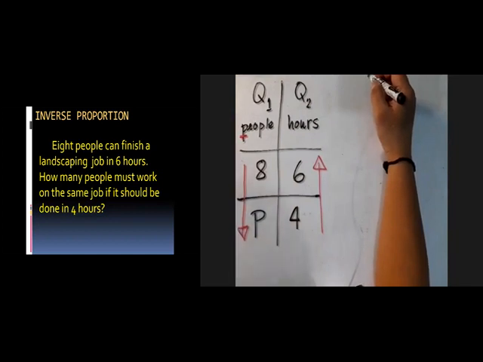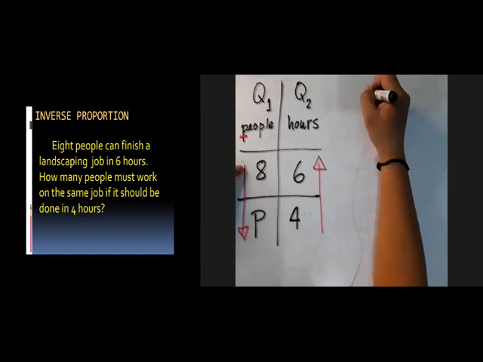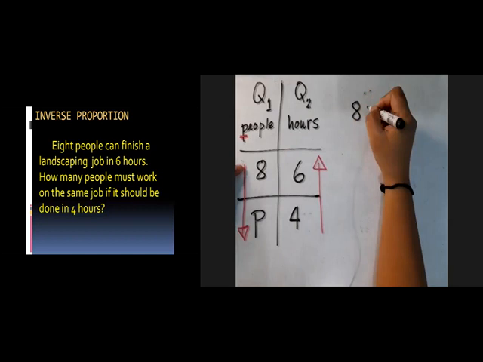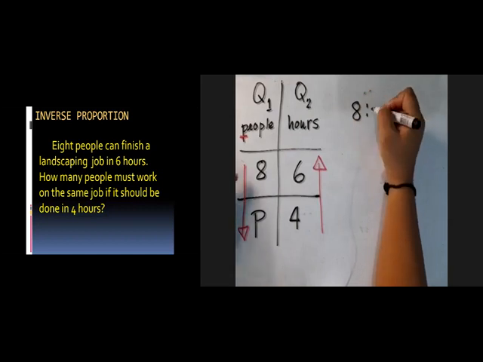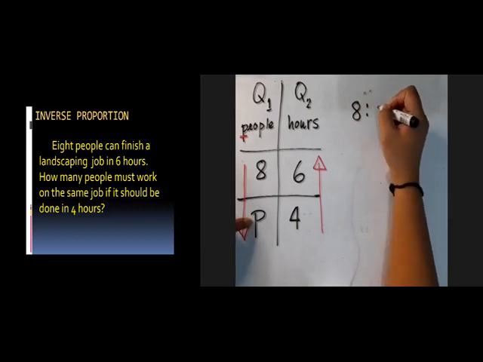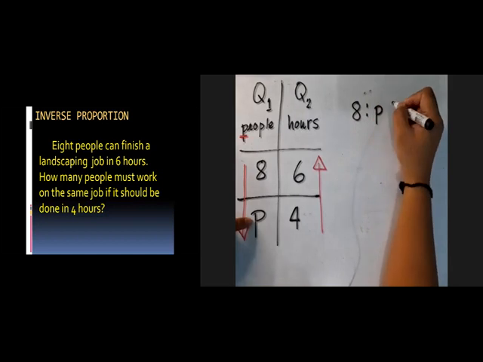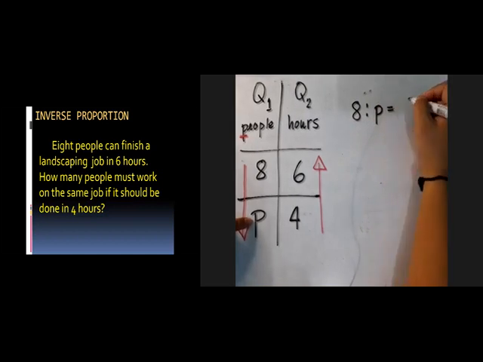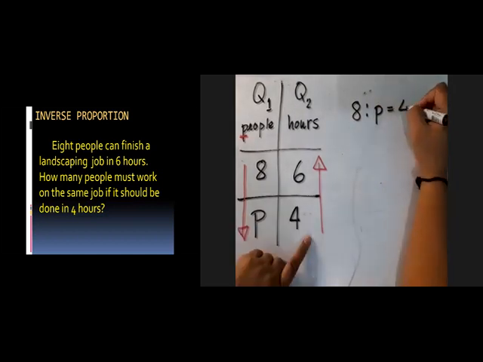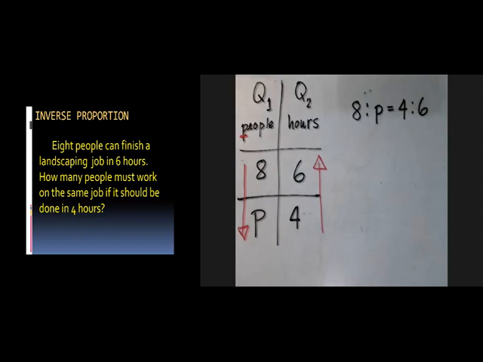We'll just follow the arrow na lang, ha? So, starting here, we have 8 is to P equals 4 is to 6. Okay? 8 is to P equals 4 is to 6.